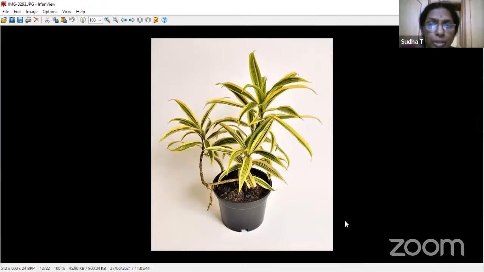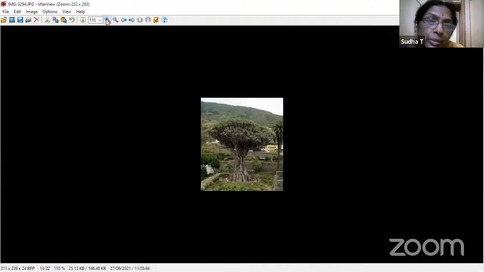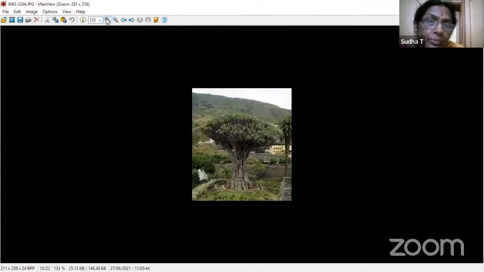Yeah, so this plant you must have seen. This is also Dracena. That's what I told you. Generally the nursery people will call it Song of India. I don't know the reason, but they call it that. So this is also Dracena, and this is one different tree form like Dracena.